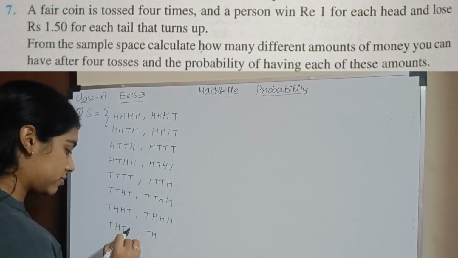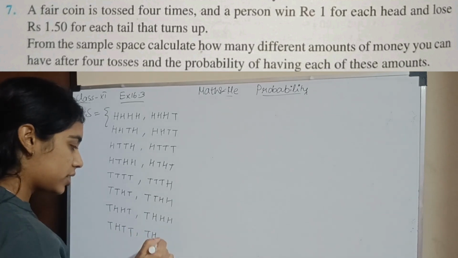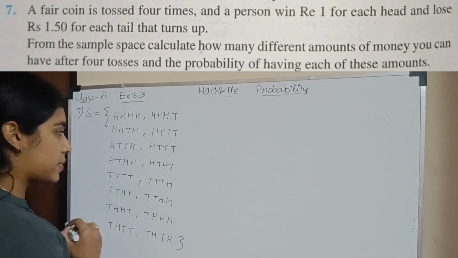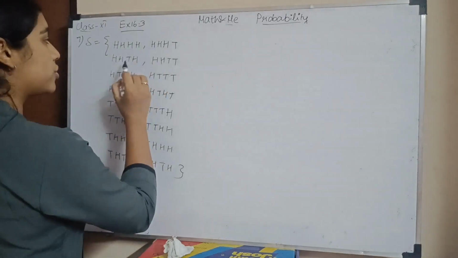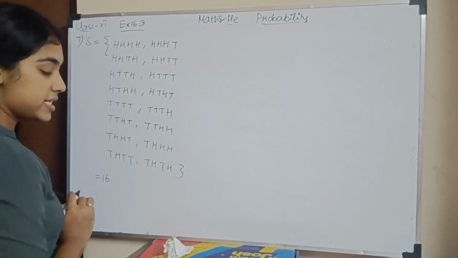Sorry, TH, TT. We should not change anything else. Only the tens place we changed. TH, TH. Okay, so this is my sample space. How many elements do I have? 1, 2, 3, 4, 5, 6, 7, 8, 16. Okay, so total number of elements is 16.